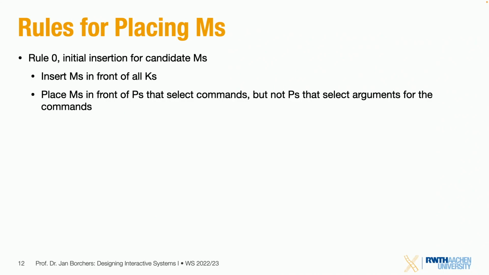But not P's that select arguments for this command. Let's say you have a function like the fill bucket, and you have to select the fill bucket, and then you have to select the option that you want to fill with the color. You would put the M in front of the fill bucket command selection, but not in front of the selection of the object that you're filling. Otherwise, the authors found it's overestimating the time that you spend mentally preparing and verifying what you did. Okay.